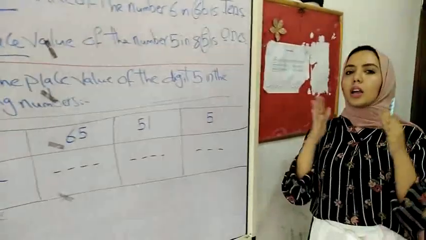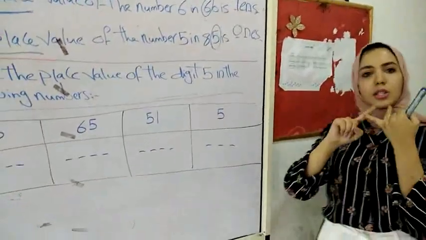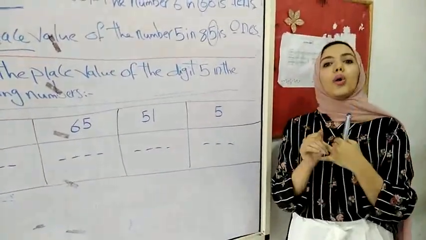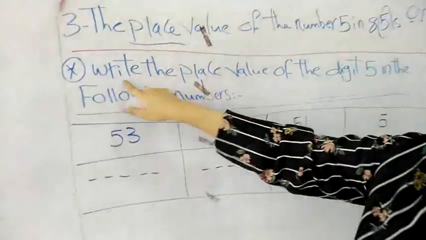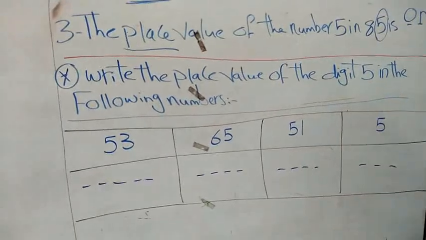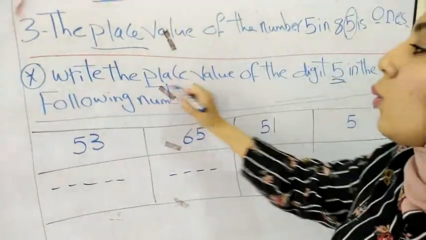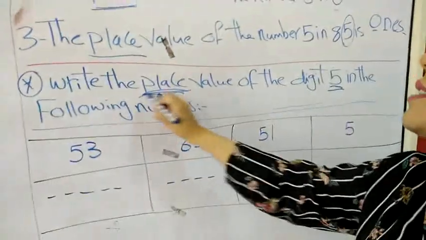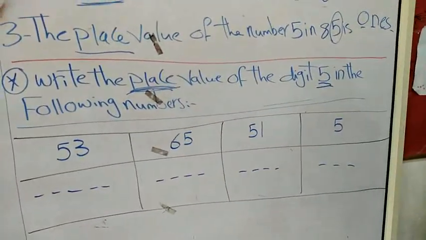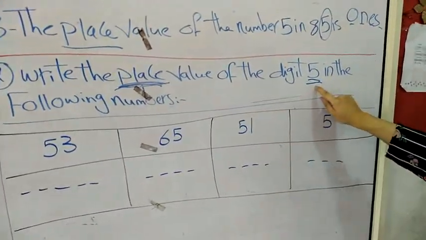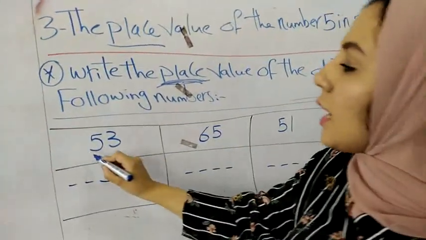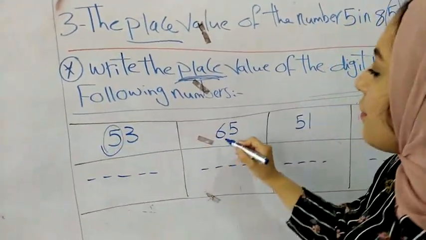So the place value, I asked you to write: it's in ones place or in tens place. Now another example for that. Write the place value of the digit 5 in the following number. He wants us the place value, and he asked us about what? The place value of the number 5. Let's make a circle here around all the 5s we have.